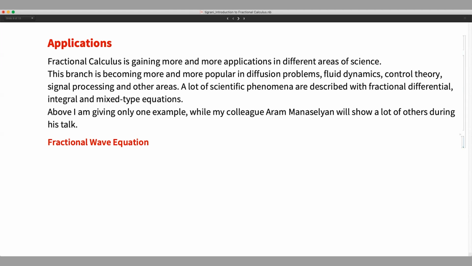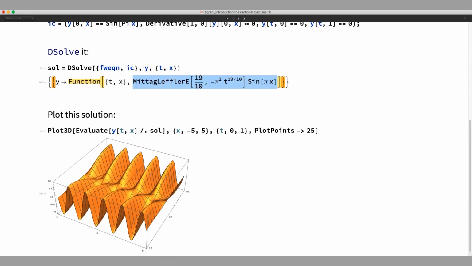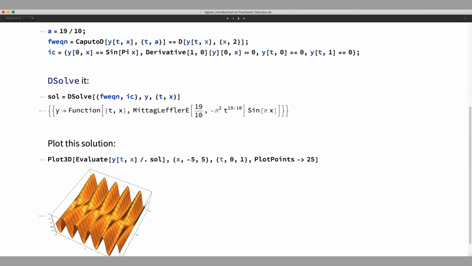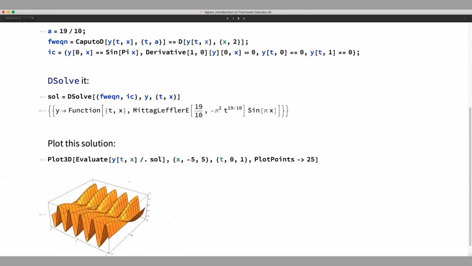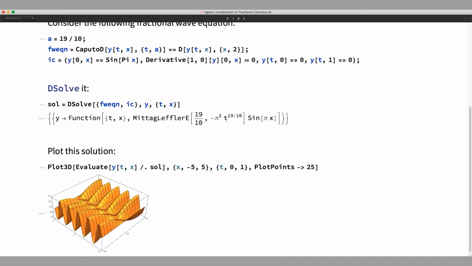I will now show only one example. Aram Manasselian will talk about them in his talk. So this is a very nice example. Here we are taking a fractional version of the wave equation. This fractional version has some CaputoDs in it, and we are solving that with DSolve, and the output is written in Mittag-Leffler and sine functions, and we are able to plot it. So this is a nice plot, and it was quite surprising that DSolve is now able to solve also this type of equations, and this is very nice.